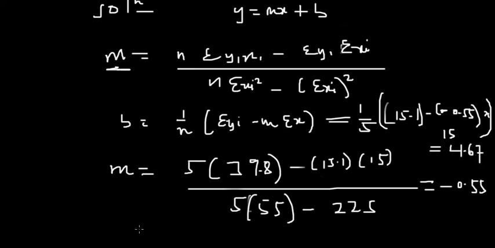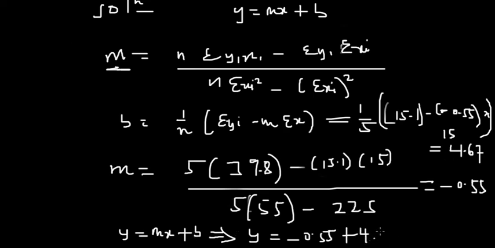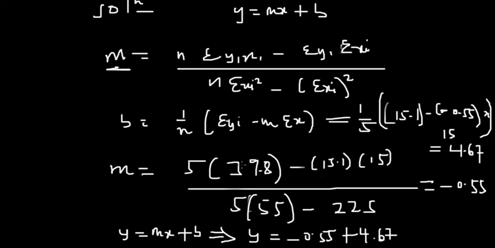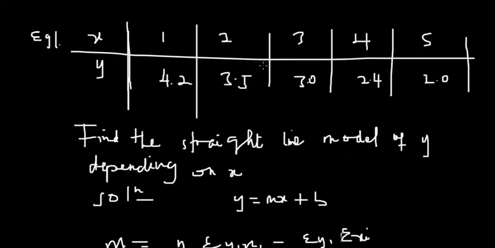So from here you could just write your modeled equation, which is y equals m, which is negative 0.55, plus b, which is 4.67. Okay, right? So this was very simple. All you need to know is how to find the summation of these values, and then you'll be good to go.